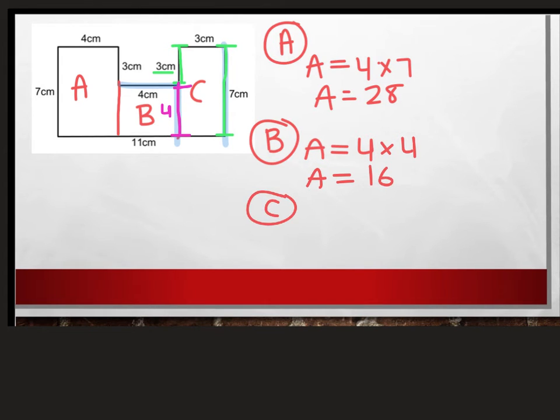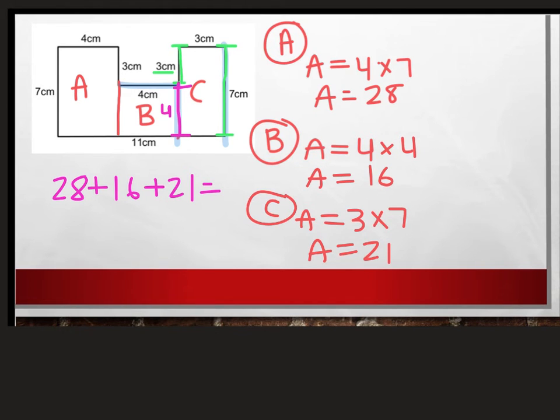And then shape C, our base is 3, our height is 7. So our area would be 21. Final step here, add the areas together. 28 plus 16 plus 21 should give you an area of 65 centimeters squared.